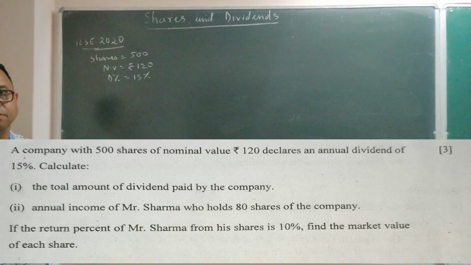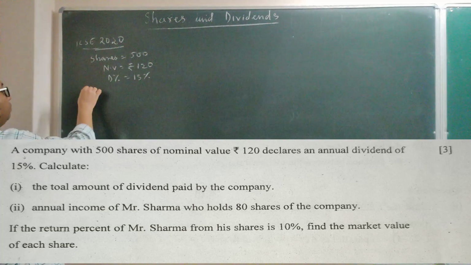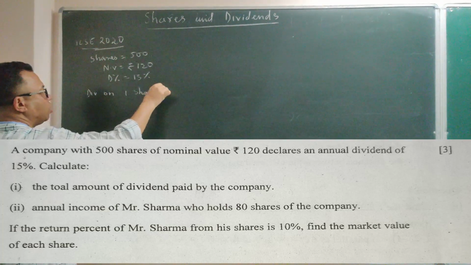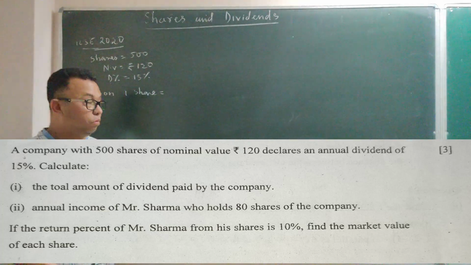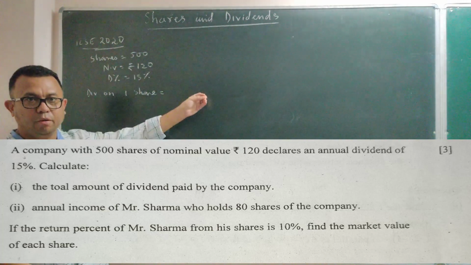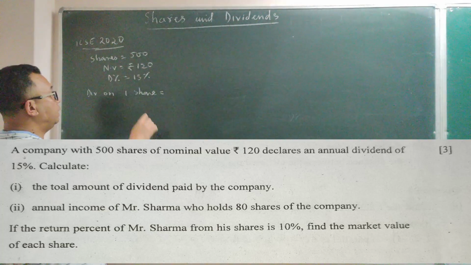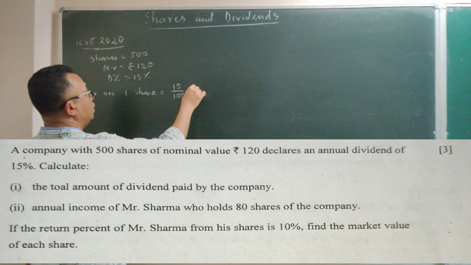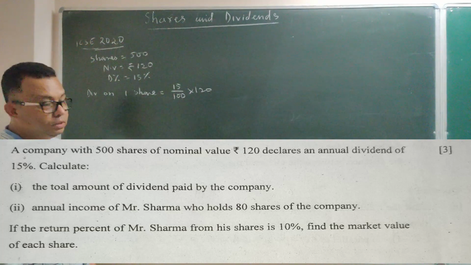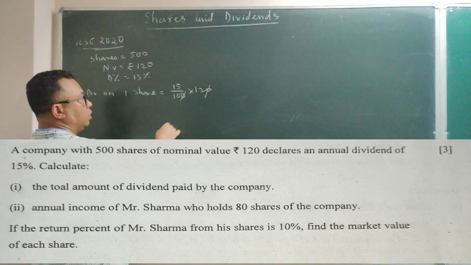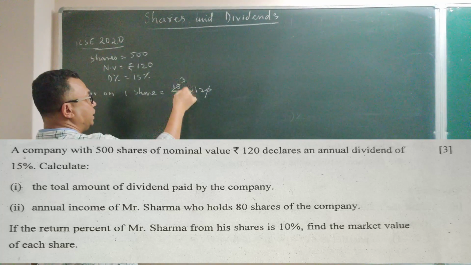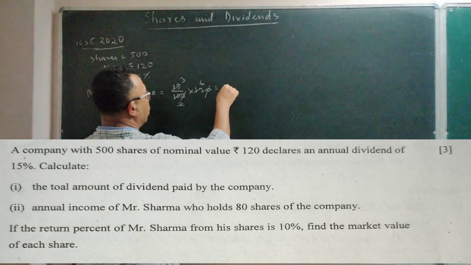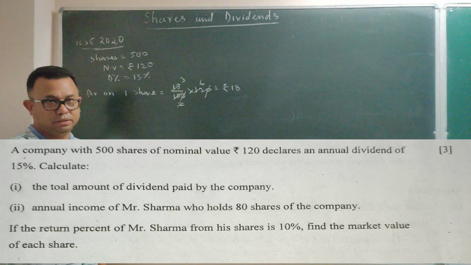But as I said, I'll move on the same way. First, I'll find the dividend on one share. Now I'm not going to write the formula, you know the formula now. Dividend on one share is dividend percent by 100 into nominal value. Dividend percent is 15 over 100 into nominal value, which is 120. 0 and 0 are gone. 5 goes here 2 times, 5 goes here 3 times, 2 cancels here 6 times. So there you are. On one share the company is giving 18 rupees.